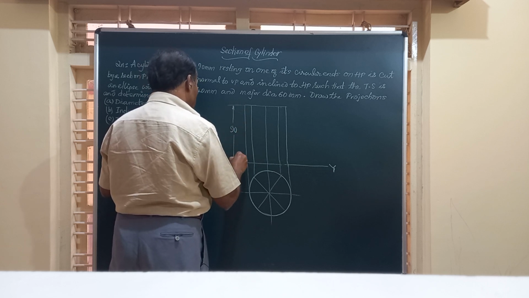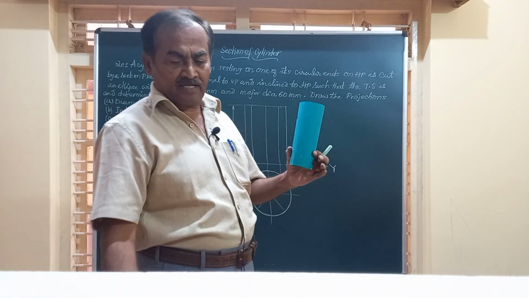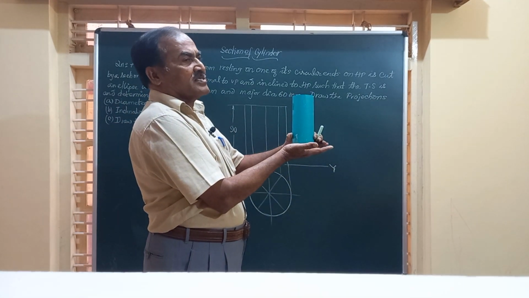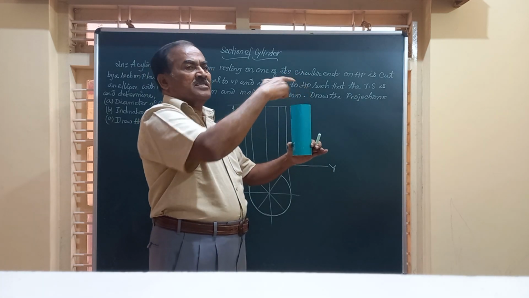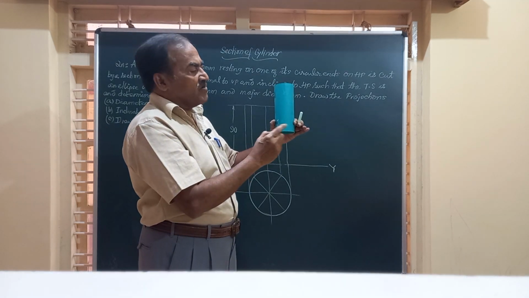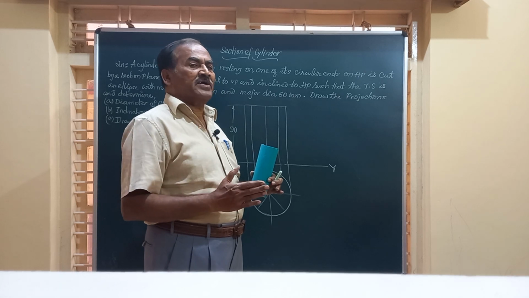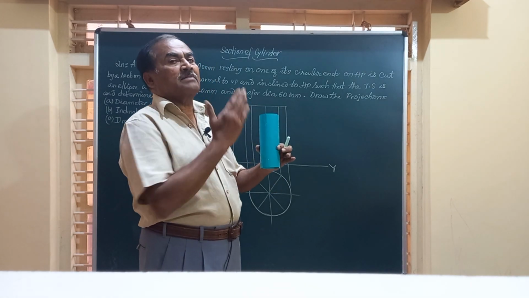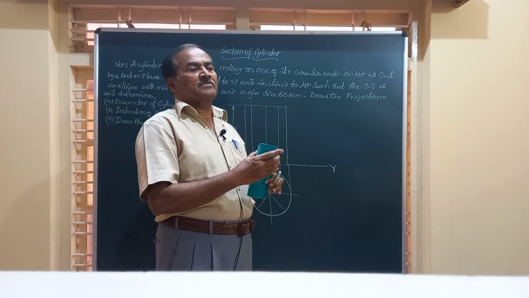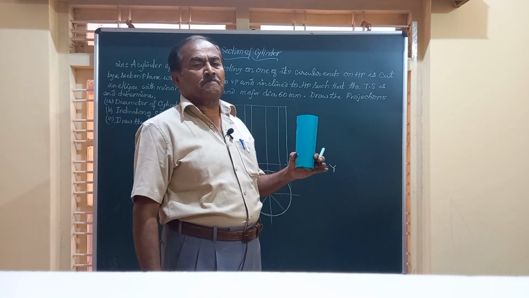Friends, this is a very interesting problem. And see here, when you have a cylinder resting on HP on one of its circular ends, this is seen as a circle in the top view, and as a rectangle of the given height in the front view. But he has not specified in this problem what is the angle made by the section plane. Friends, we will start this concept by assuming this to be cut by a horizontal section plane.